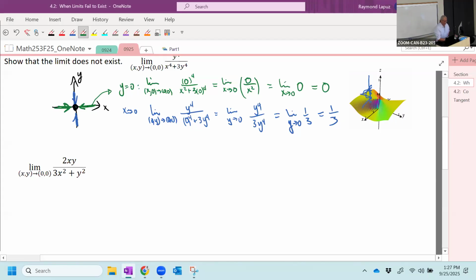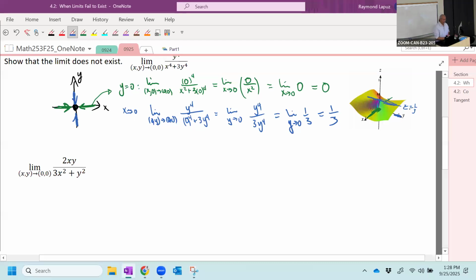So the green path is going along the x-axis. Let's get rid of this junk that I had. The green path is along the x-axis, and if I run through the x-axis, I'm going to see that I'm constantly at height 0. And by height, I mean the output value. Now, if I'm running along the y-axis, I'm actually up here at a different level, and that level is z equal to 1/3, to be clear.